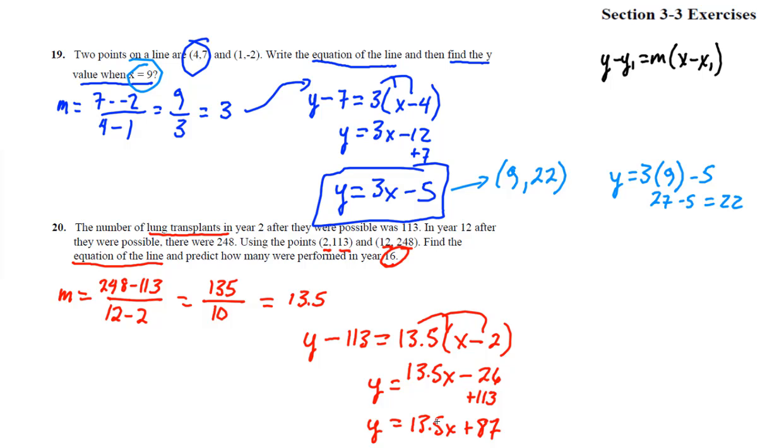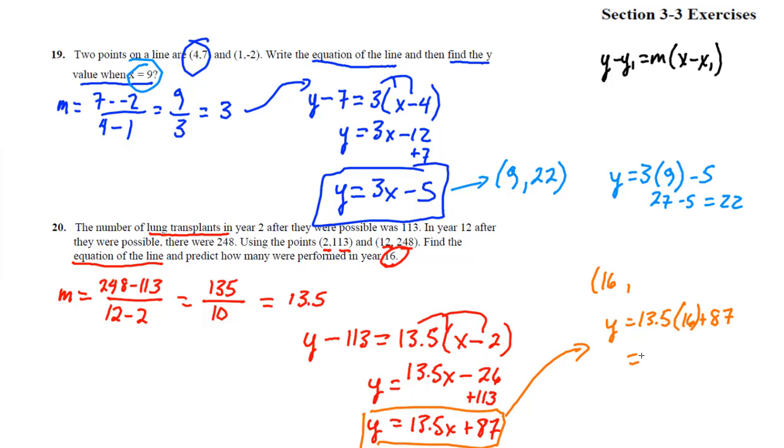So we now have an equation, which means, yeah, let's change the color slightly. We now have the equation. Highlight that guy. And now we can move on to make a prediction. In year 16, that means when x is 16, what happens with y? So we get y equals 13.5 times (16) plus 87. Oh, better put that other parenthesis there.